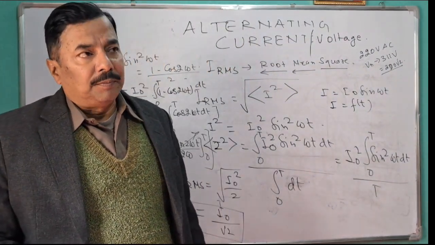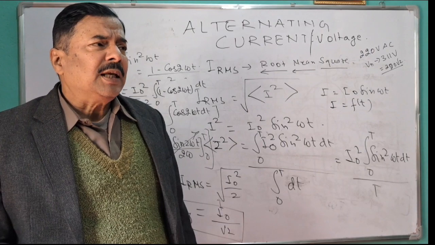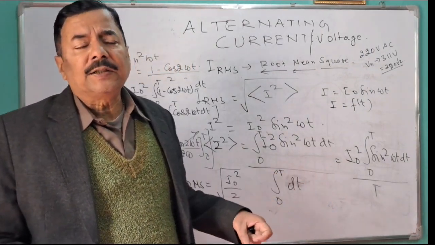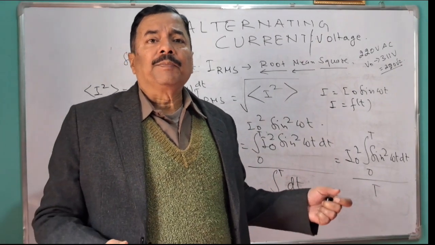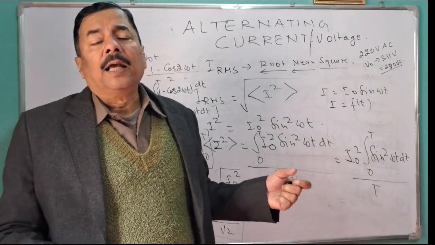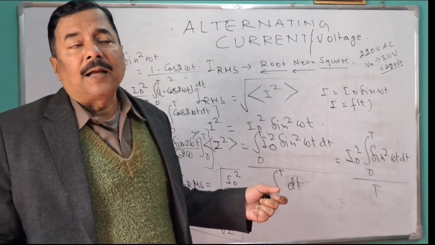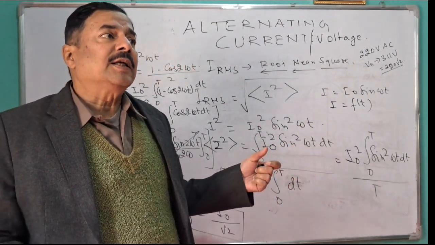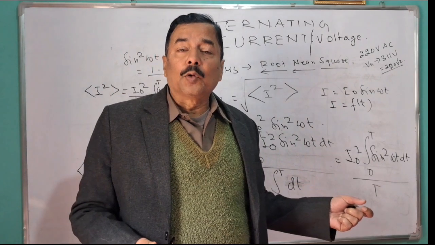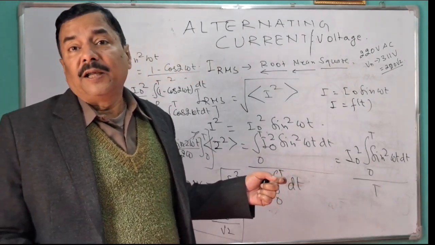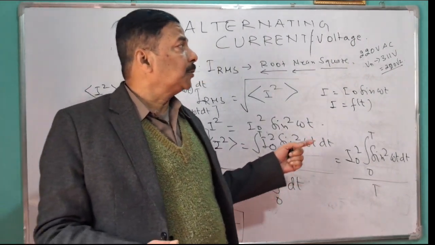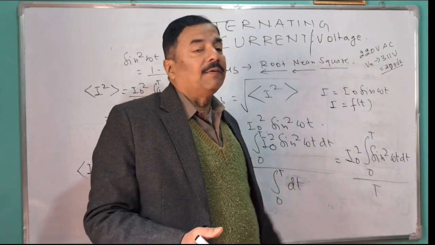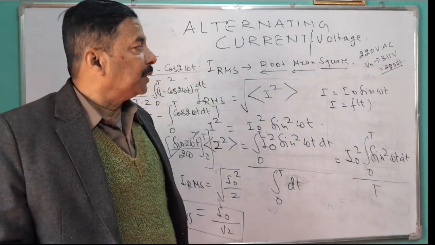AC has many advantages. Its value can be increased, decreased by the help of transformer. A step-up transformer is there, a step-down transformer is there, by which we increase or decrease the voltage. It has low cost production also, but certainly it is very dangerous, because its peak value becomes 220 volt, becomes 311 volt for a certain period of time.